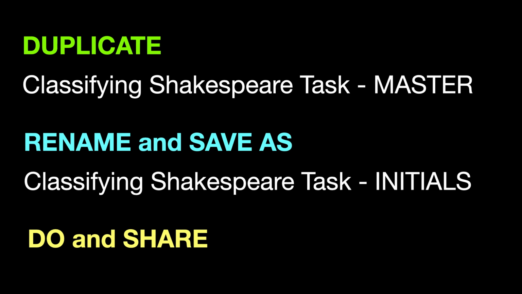In just a moment, you're going to be tackling this classifying Shakespeare task. So what you'll want to do is find the file classifying Shakespeare task master and save as classifying Shakespeare task, your initials. You need to duplicate this file. Play with your copy and share your finished work with the instructor. Pause this video, duplicate your file, and do the classifying Shakespeare task.